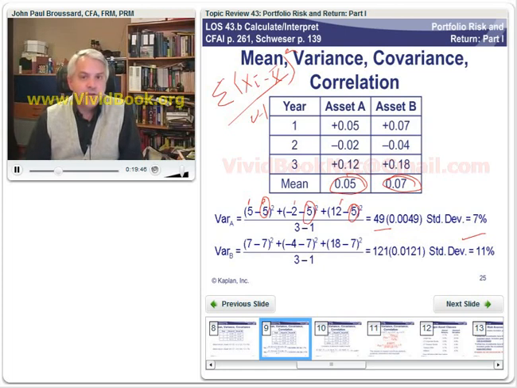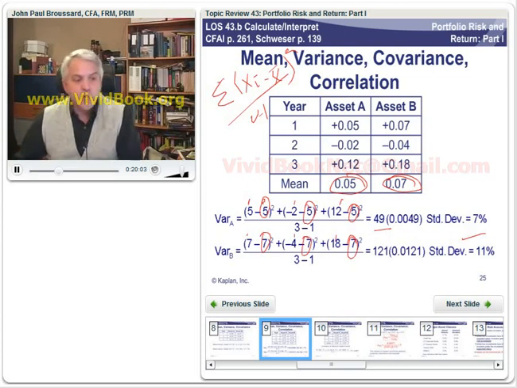Same idea with the variance of asset B. You get 7 minus the mean, negative 4 minus the mean, 18 minus the mean. Each one of those deviations is squared, summed up in the numerator, divided by n minus 1, and you will get 121, or if you had stayed in decimals, 0.0121. Take the square root of that, and you get a standard deviation of 11%.